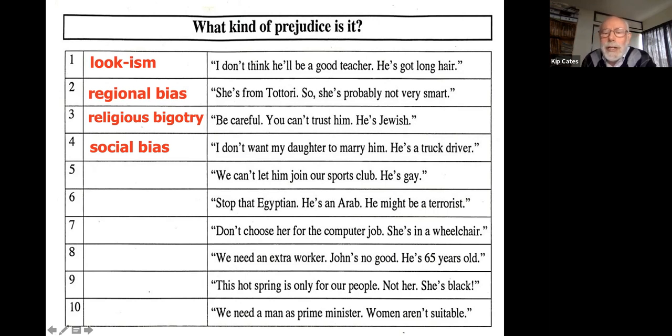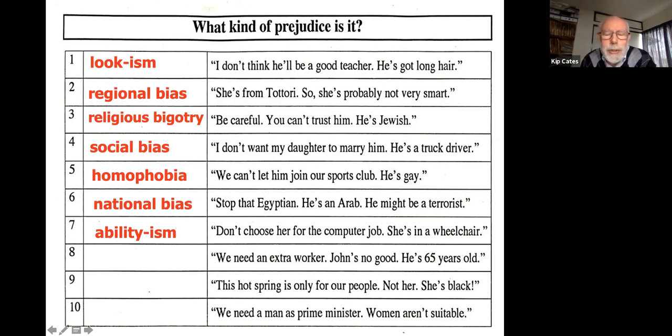5, we can't let him join our sports club because he's gay, homophobia. 6, stop that Egyptian. He's an Arab, he might be a terrorist. Egyptian equals terrorist? Well, that's a national bias. 7, don't choose her for the computer job, right? She's in a wheelchair. That's abilityism, right?